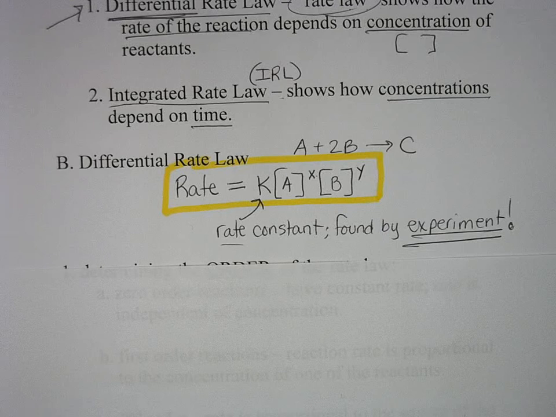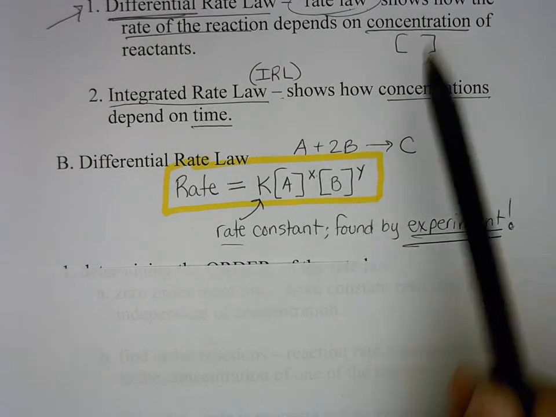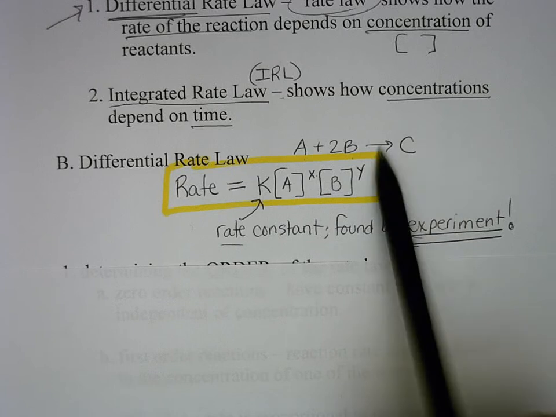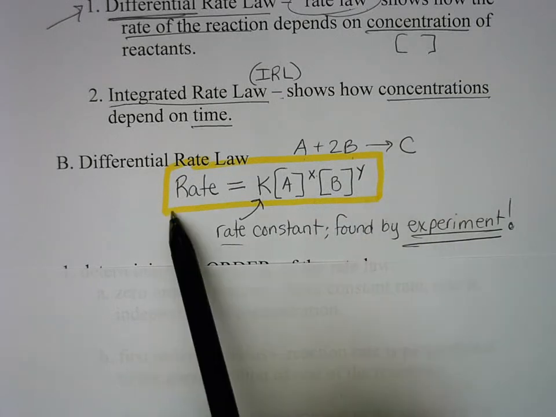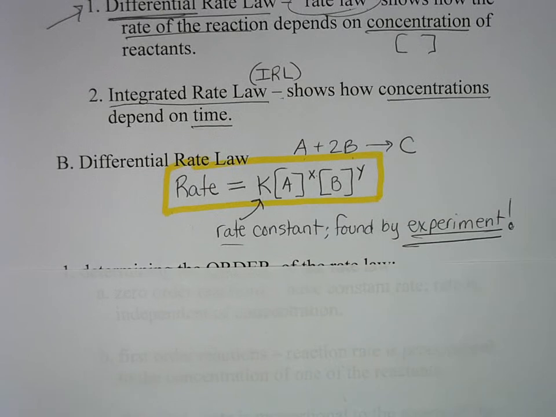One thing just to notice about the rate law equation is that it only includes the concentrations of the reactants. Any products are not included in the rate law equation at all. So it's the concentration of each reactant to some exponent that you're going to find.